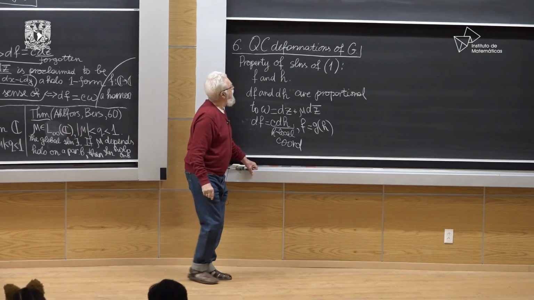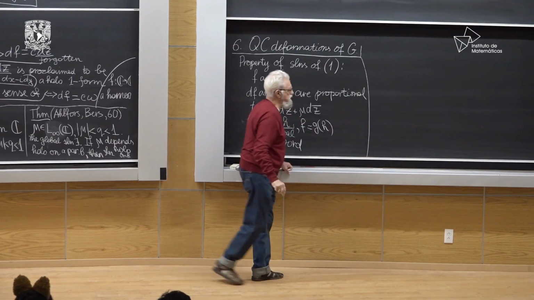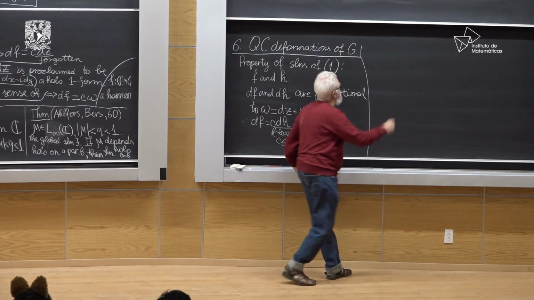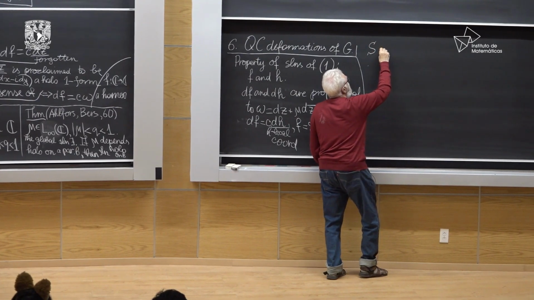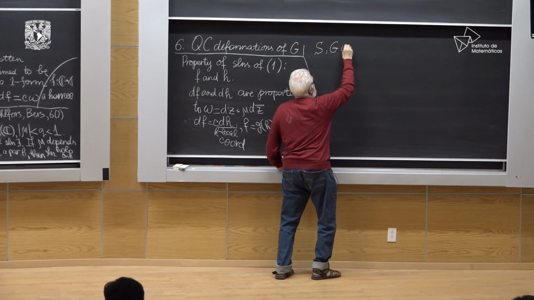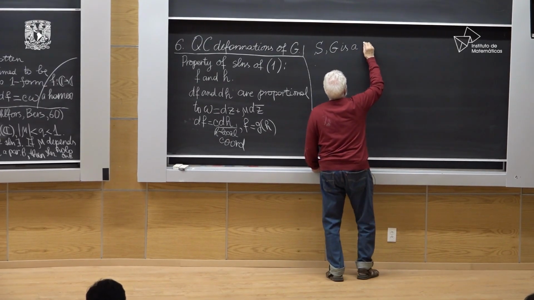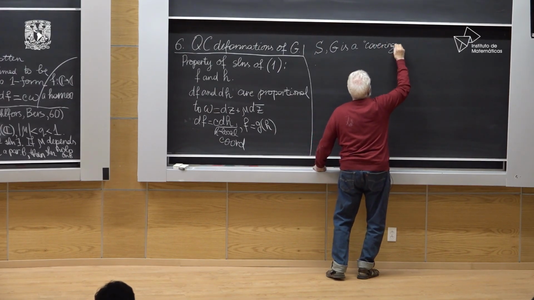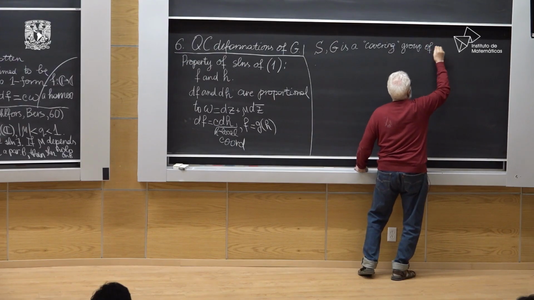So now let us discuss quasi-conformal deformations of a group G. We have a Riemann surface S, and G is a covering group of S.